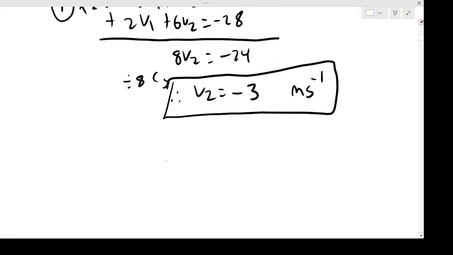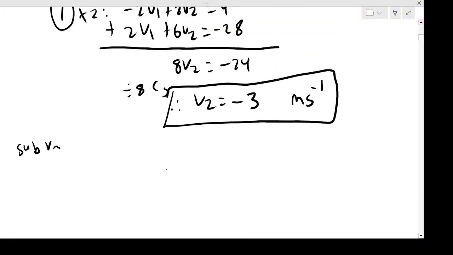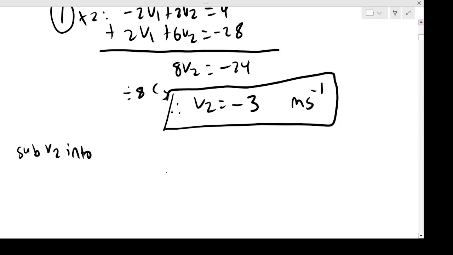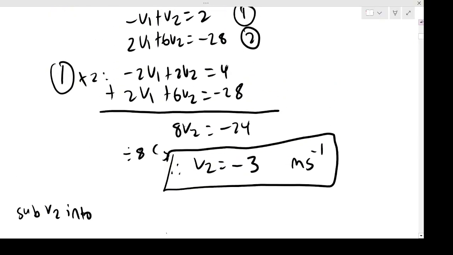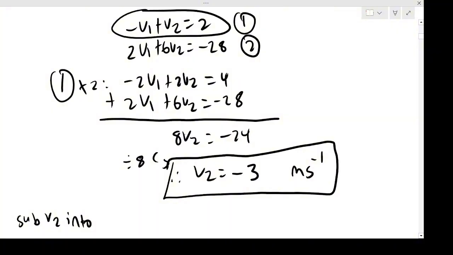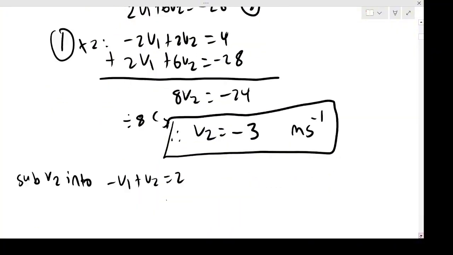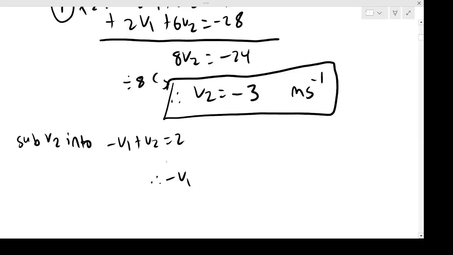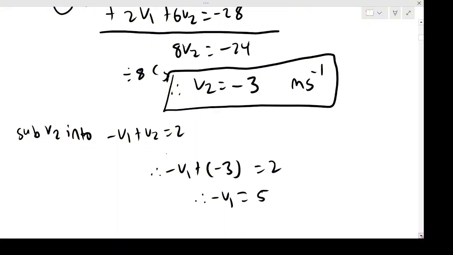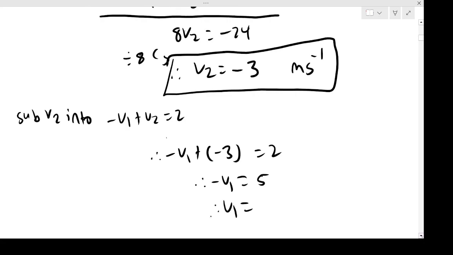Okay, let's continue solving. So I'm going to substitute v2 back into one of the equations. Let's say I substitute it into the first one, right? So minus v1, add v2 to be 2. So that means we get minus v1, add minus 3 for v2 equal to 2. Therefore minus v1, if we add 3, we get 5. Therefore v1 is simply minus 5 then, right?